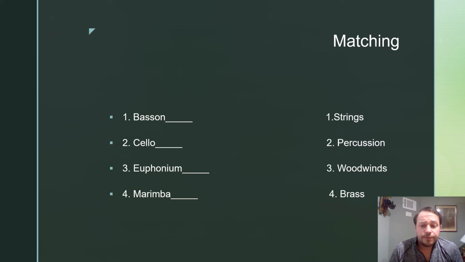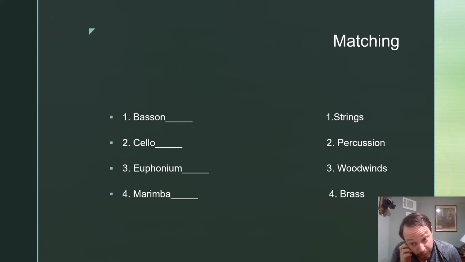Number 3, the euphonium. This one might throw you for a loop. We have discussed it in class, but it's a fairly uncommon instrument, especially in the orchestra. You find them mostly in concert bands and perhaps even in marching bands. So the euphonium is an instrument that is in the brass family. That would be number 4, brass.